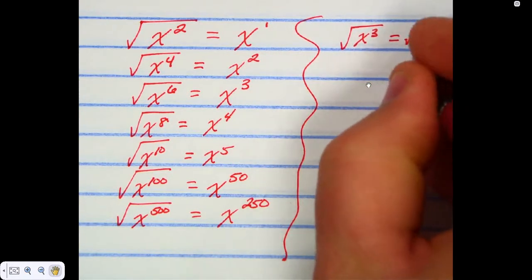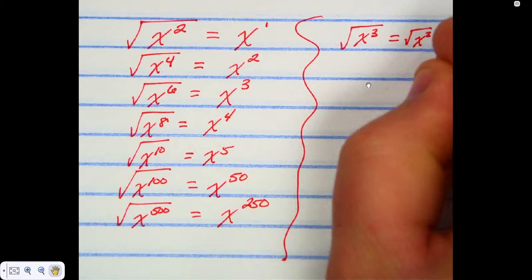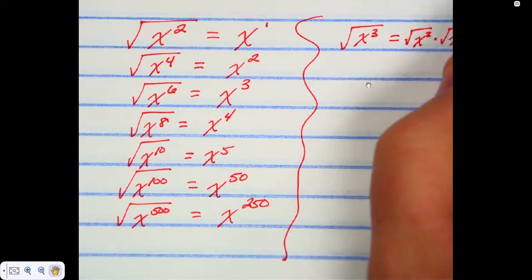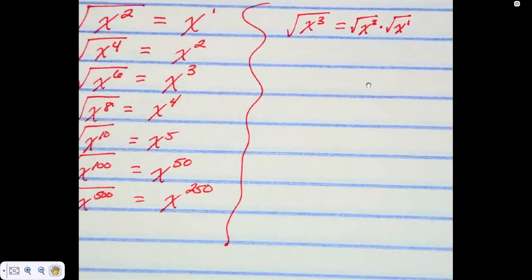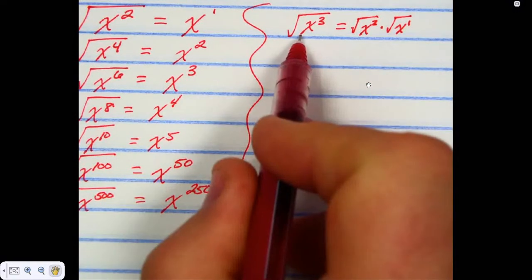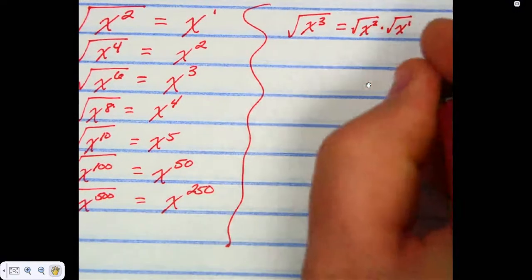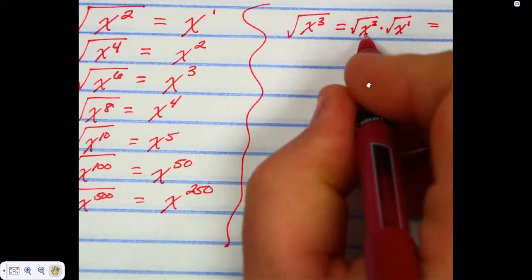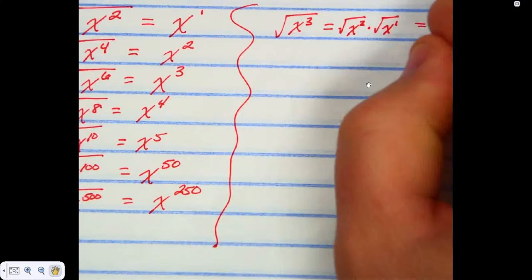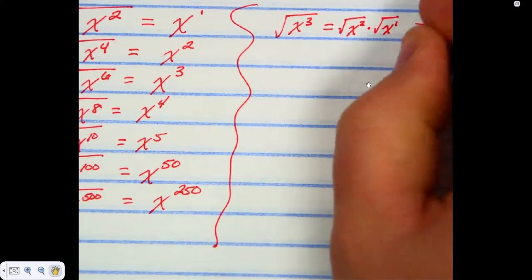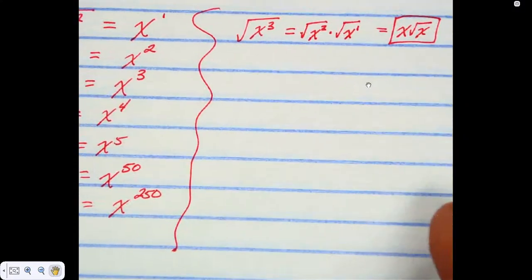Square root of x to the second times square root of x to the first is how you'd break that up. Because together, when you multiply them together, don't you get x to the third? And what is the square root of x squared? So x square roots of x is what your answer would be for that.